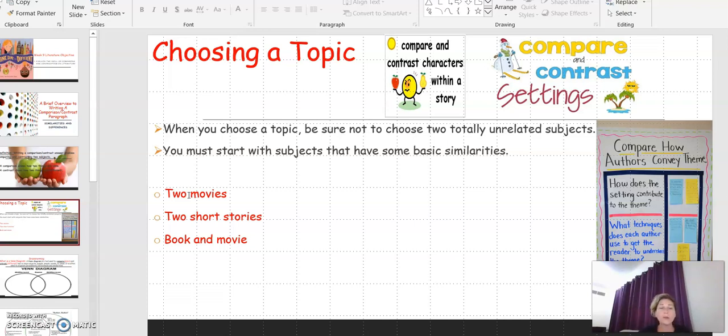Or you can compare and contrast a book and a movie. For example, The Hunger Games. You can compare and contrast the novel, the book you've read, to the movie. How are they similar and how are they different?